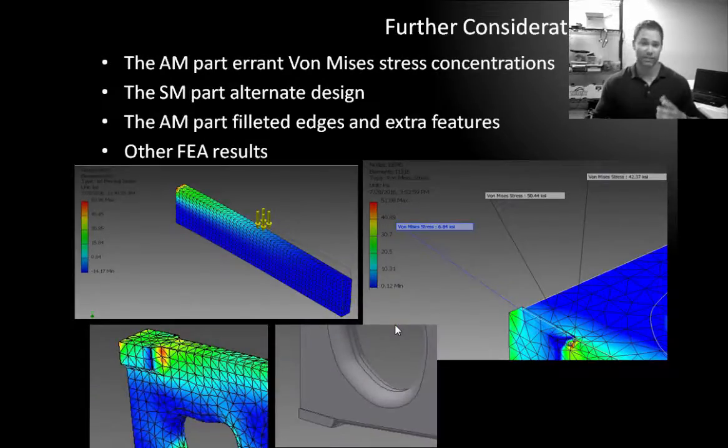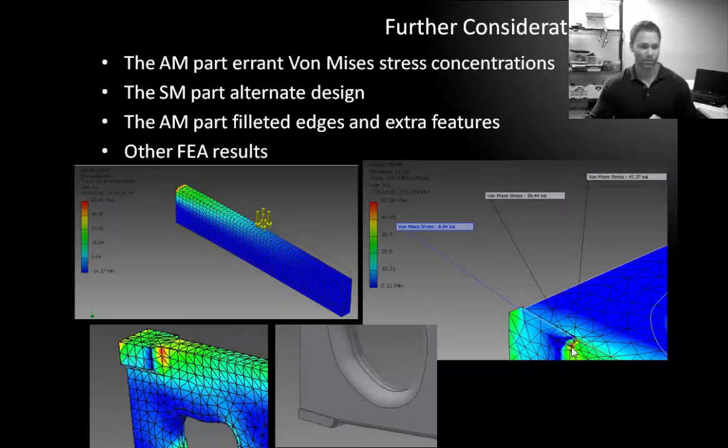So further considerations, I did mention the von Mises stress associated with the AM part creation. That was an error that we were getting, I tried to get rid of it, but it was very persistent, so we just left it in there and ignored it. But what you can see here is basically a high concentration point right there, and it's right at the very edge. It's not realistic, and it ended up being like 51 KSI, which would not really occur in real life, so we just chose to ignore it.